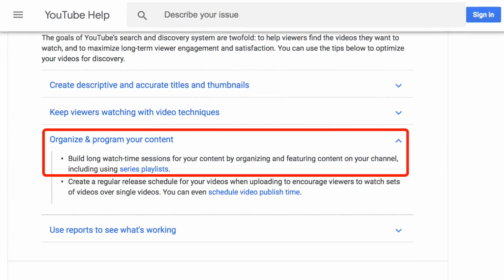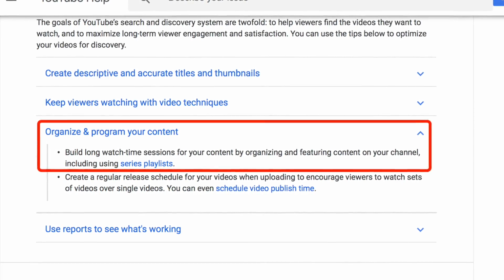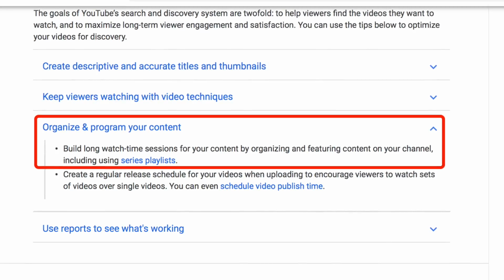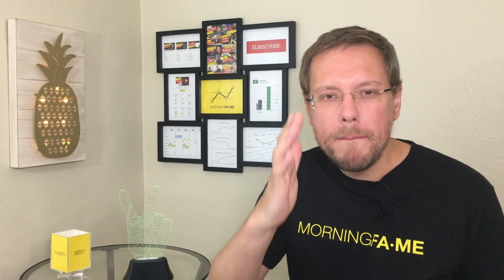So moving on to the next section, organize and program your content. Build long watch time sessions for your content by organizing and featuring contents on your channel, including using series playlists. Think about series on your channel. A playlist is a way to bundle videos together, but it's more than just using a playlist. Think about episodes that fit together, that people can watch in a row, binge watching. That is really helpful for your channel.